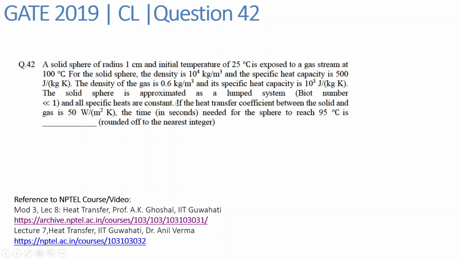If the heat transfer coefficient between solid and gas is 50 watt per meter square Kelvin, the time in seconds needed for the sphere to reach 95 degrees Celsius is dash. So here we have been given a lumped heat capacity system in which we have to find the time taken by the sphere to reach the temperature of 95 degrees Celsius given all the other environmental parameters.